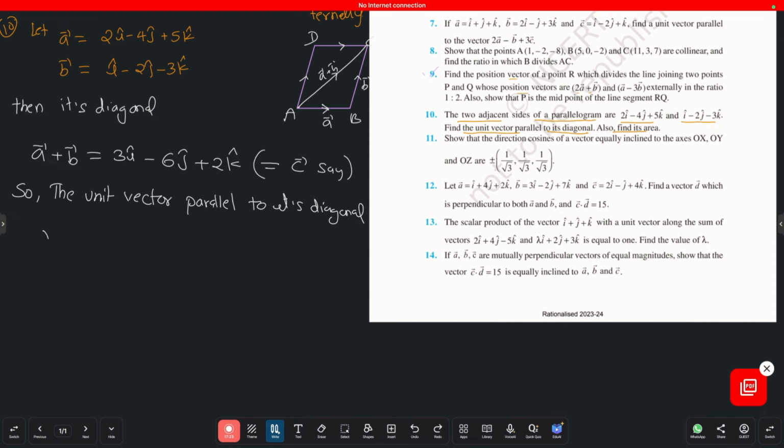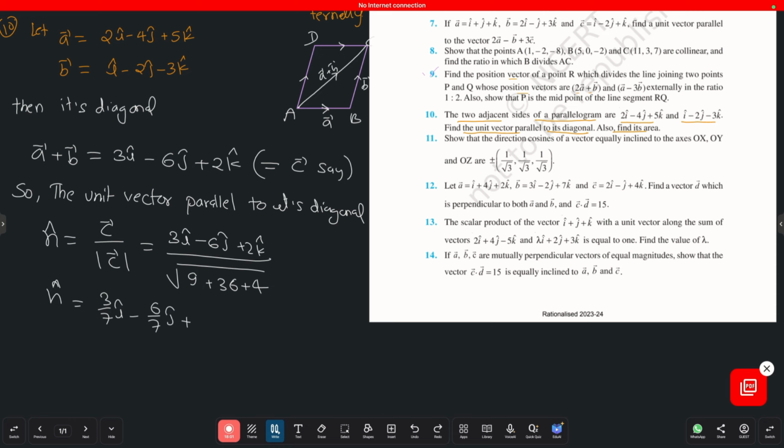No issue now. The unit vector n cap equals C vector divided by mod of C. C vector is 3i minus 6j plus 2k, divided by root over 3 square 9, 36, and 4, which is root 49. Root of 49 is 7. So the answer is 3 by 7 i cap minus 6 by 7 j cap plus 2 by 7 k cap. So this is the first half.